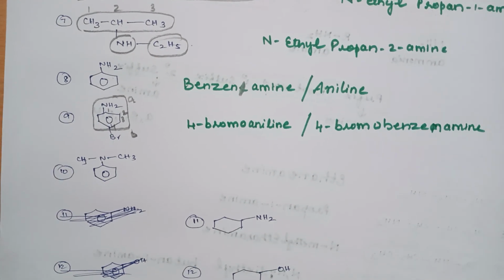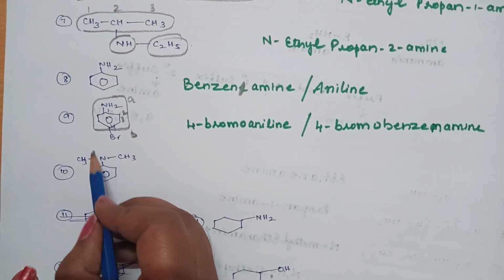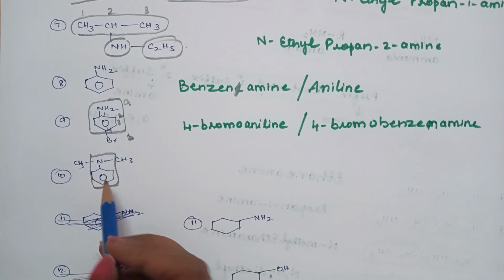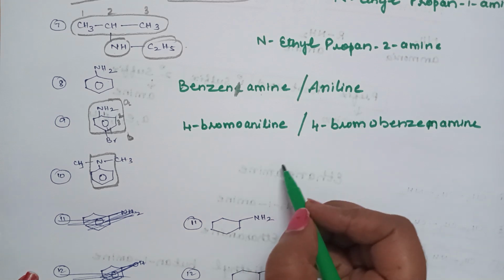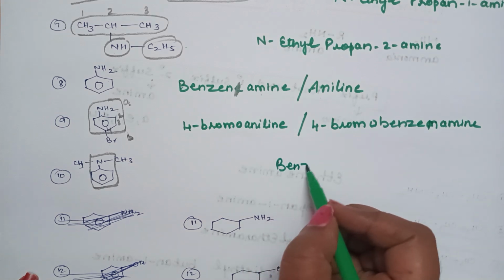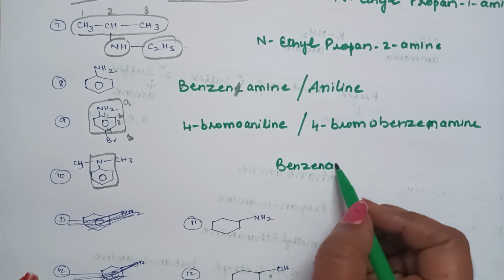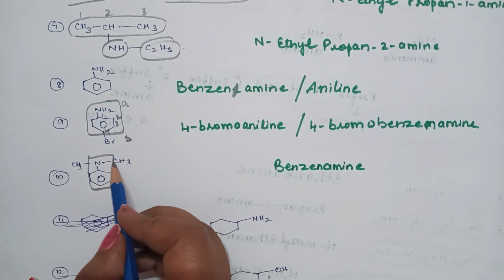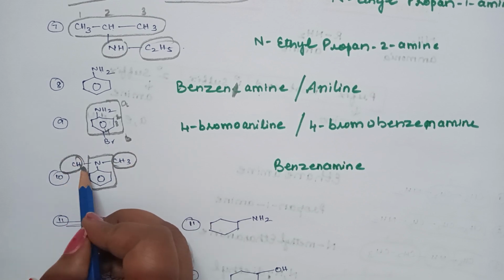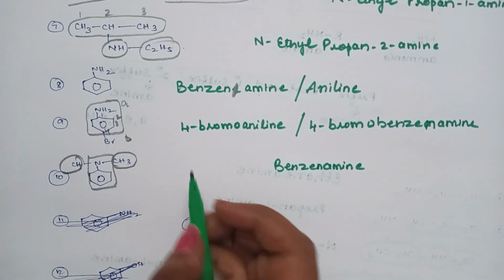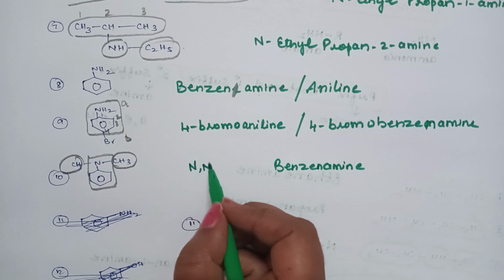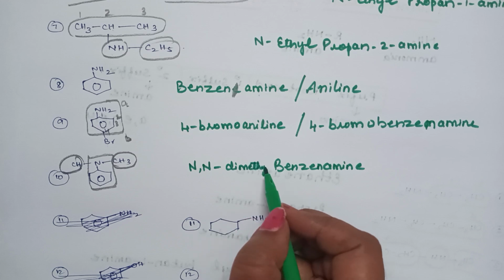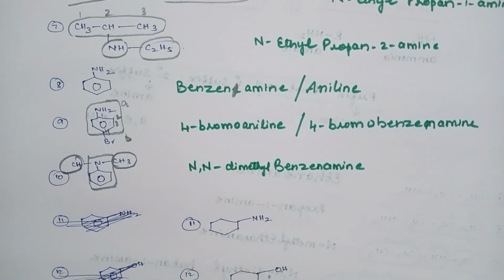Next, you can see here this is aniline, or you can write it as benzenamine. And here you can see a methyl group and a methyl group attached to the amine. So it is N,N-dimethyl benzenamine.